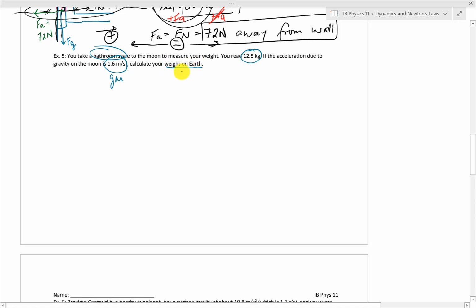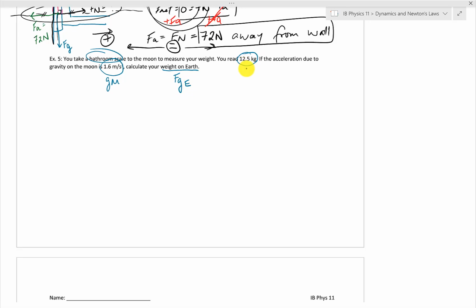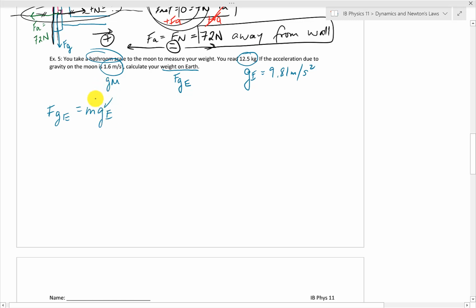So we want the weight, Fg, and we want that one on Earth. We do know that the acceleration due to gravity on Earth is 9.81 meters per second squared. To calculate your weight on Earth, we need your mass times g on Earth. We have g, but we don't know your mass. Is that your mass, 12.5 kilos? I don't know. You read that one on the moon, so maybe it's not that accurate.